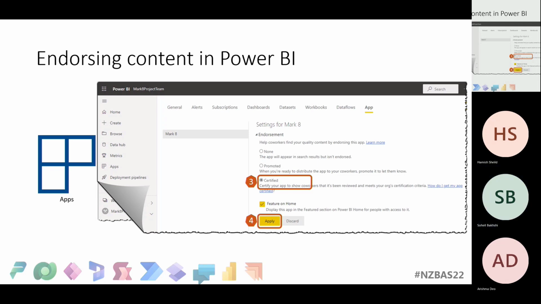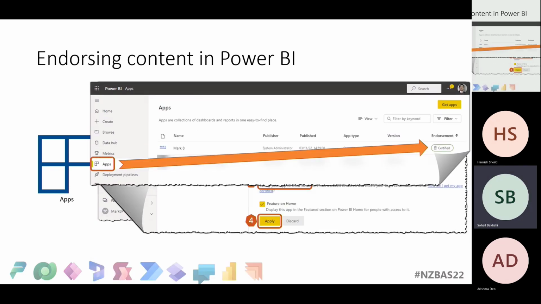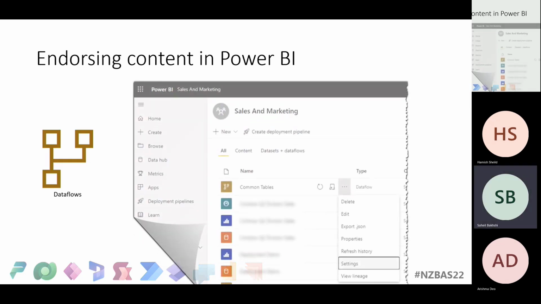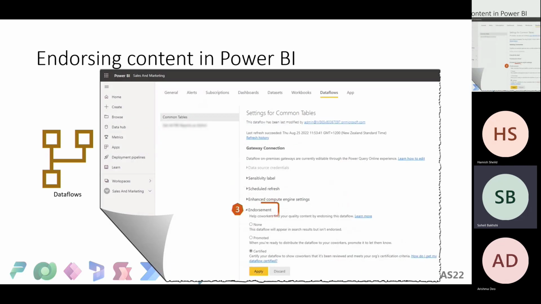After you certified your app, you can go to apps and you will see the certified badge on the right hand side of that. It's the same process or very similar process for dataflows. Again, you go to settings, endorsement, certified, apply, right? And your dataflows will be certified. Any question, please?